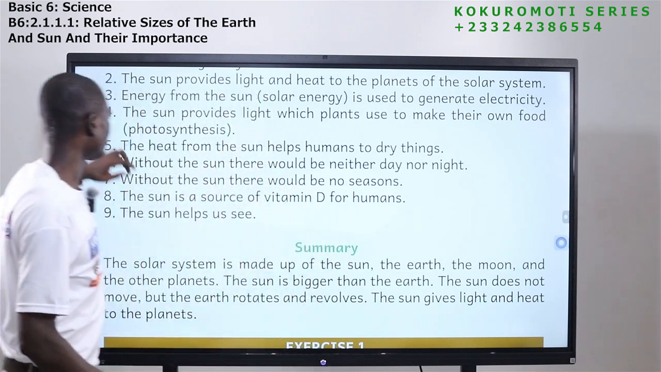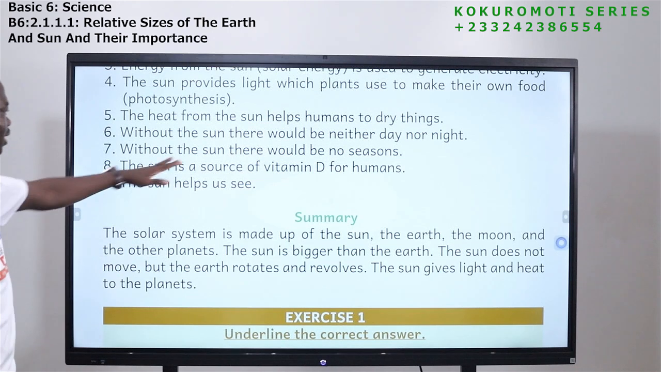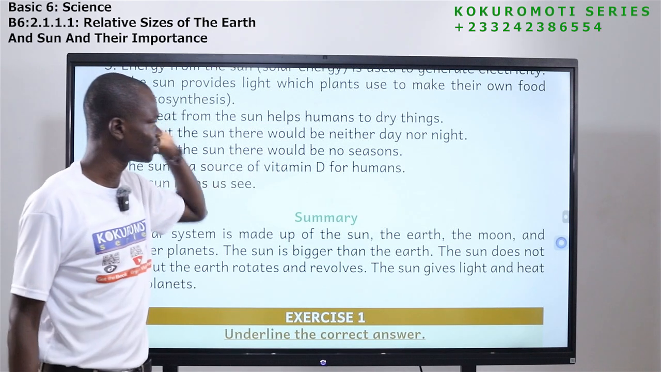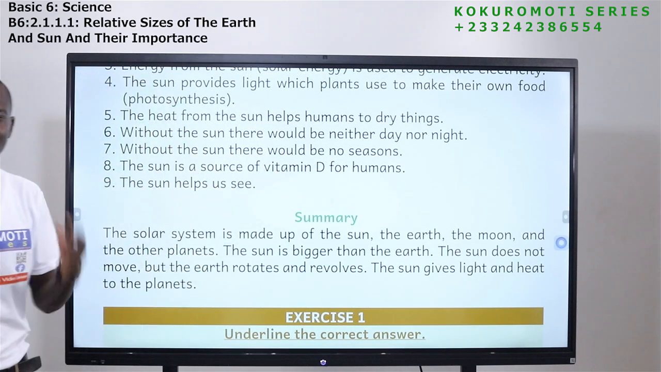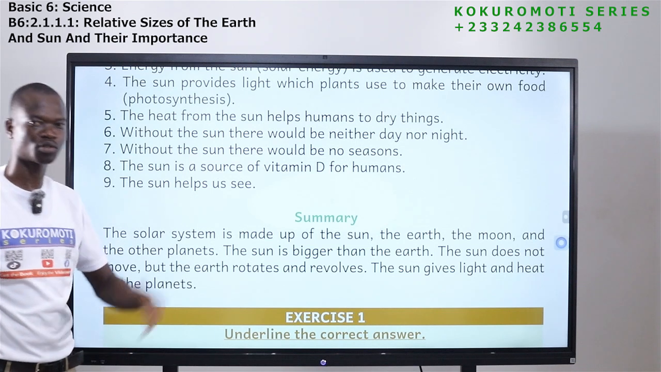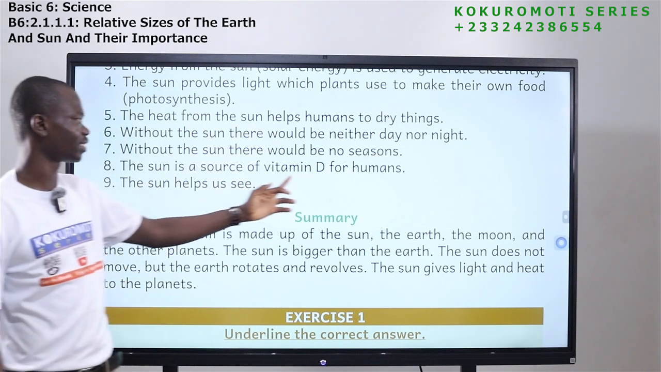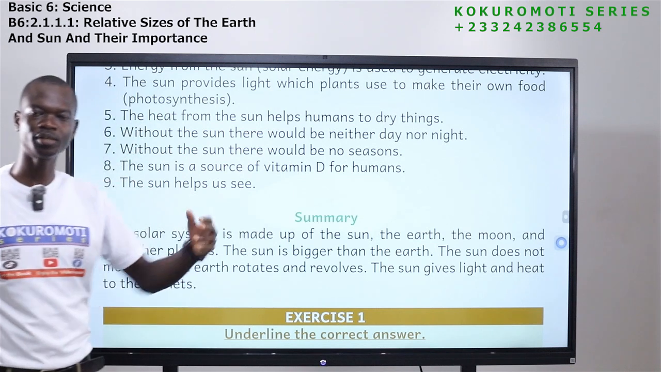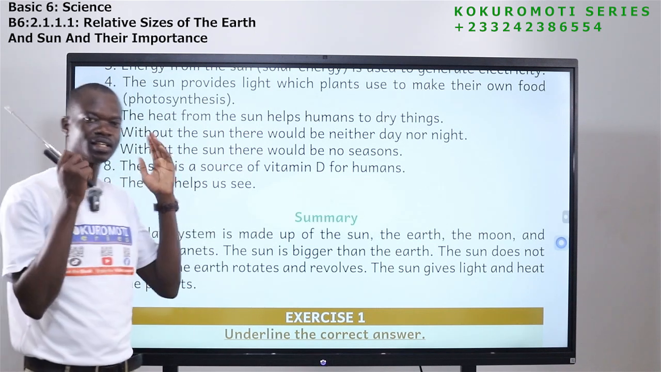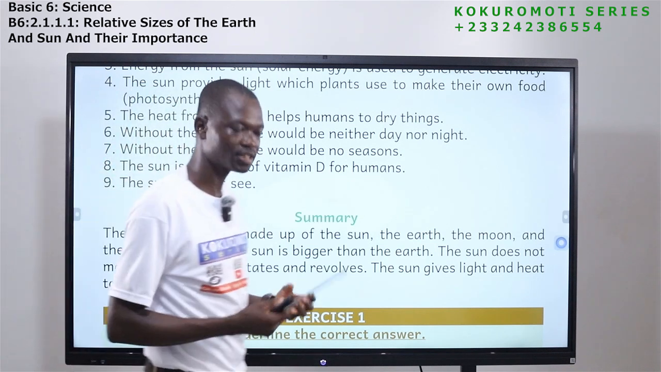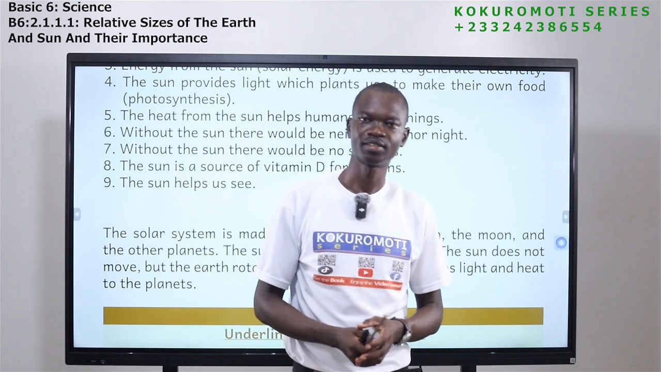The next one is that without the sun, there will be no seasons. We wouldn't have dry season. We wouldn't have what? Wet season. The sun is a source of vitamin D for humans. So human beings, we need vitamins. The vitamin that the sun gives is vitamin D.